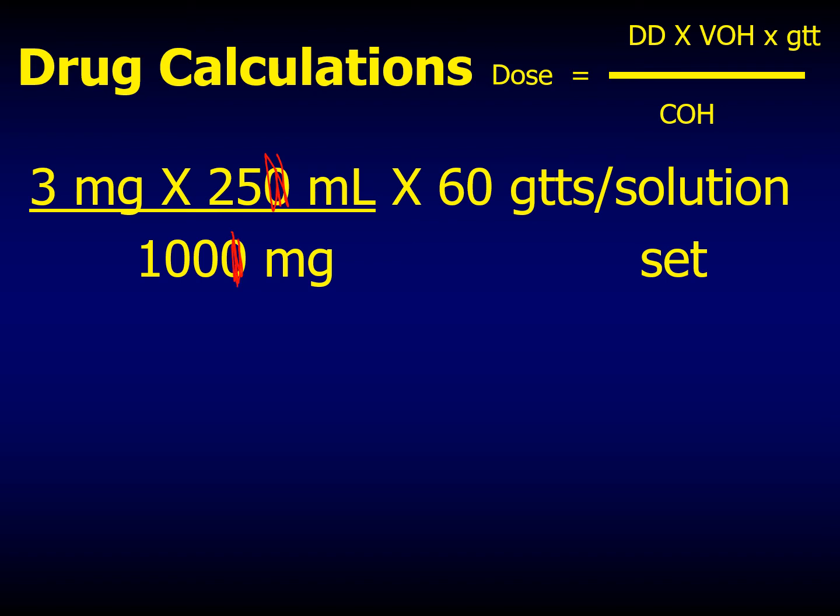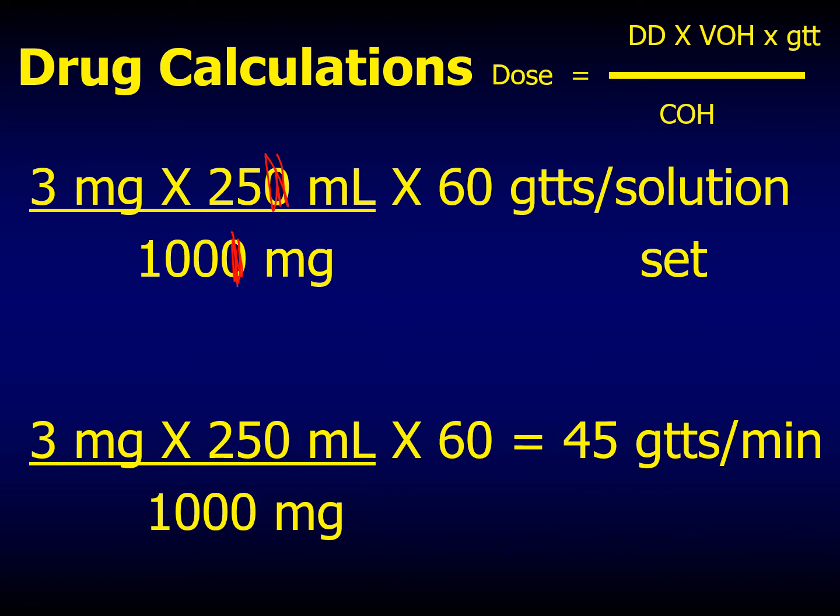Or you could divide 250 into 1,000 and you'd find there's a 4 on the bottom and a 1 on the top. So here we have 45 drops a minute, or if we were giving this by an IV pump, we would program it for 45 mils per hour.